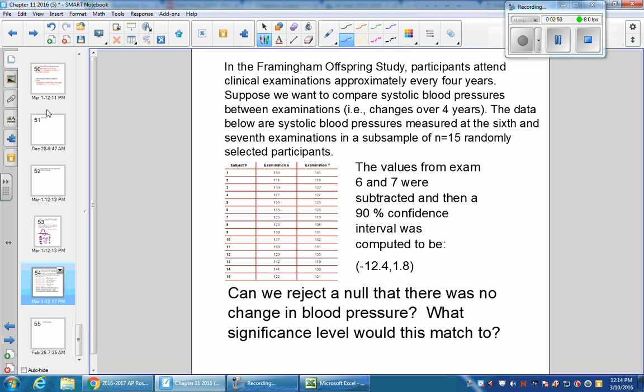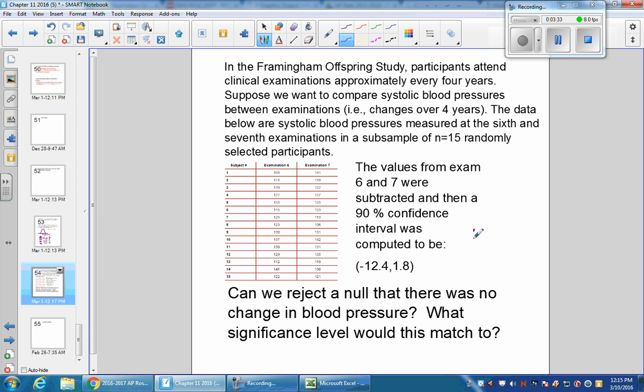A Framingham Offspring study. Participants attend clinical examinations approximately every 4 years. Suppose we want to compare systolic blood pressures between examinations. That's changes over 4 years. The data below are the systolic blood pressures measured at the 6th and 7th examination in a subsample of 15 randomly selected participants. Now, the 90% confidence interval was that the difference was between negative 12.4 and 1.8. Should we reject a null hypothesis that there was no change in blood pressure? And what significance level should this match to?